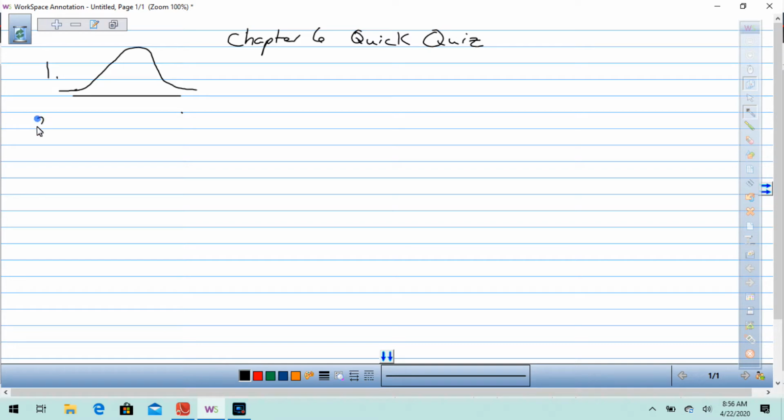Number 2, find the score separating the lowest 9% from the highest 91%. So I'm going to draw another one right here. And I want to find the lowest 9%, and I'm going to say it's right in here. 0.09. So what I'm actually looking for is the z-score.